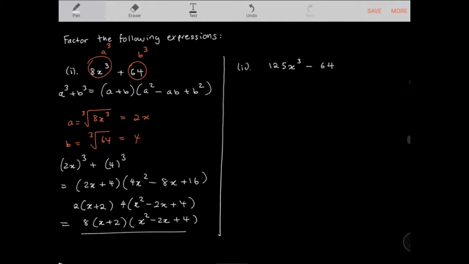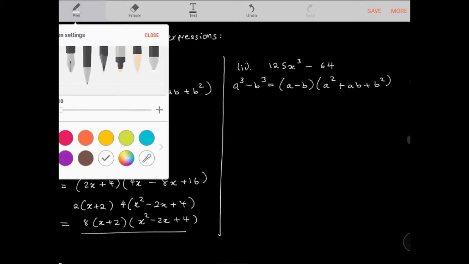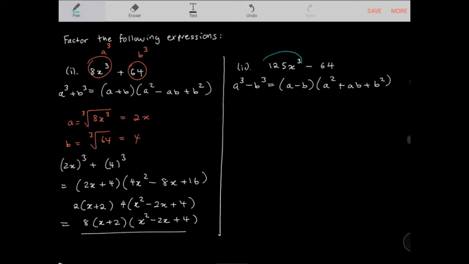Let's take a look at example 2. So here we're going to be using the template a cubed minus b cubed, so it's a difference of cubes, and this template is going to be factored as a minus b times a squared plus ab plus b squared. And in this case, you can notice here that our a cubed term is 125x cubed, and our b cubed term is 64.